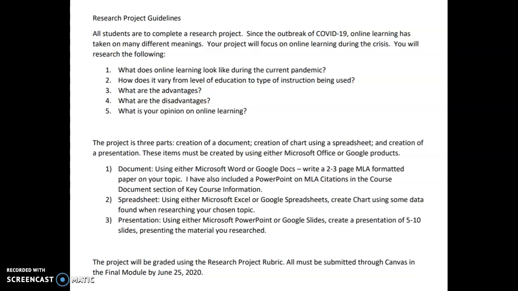The project has 3 parts that are required. You need the creation of a document. You can use either Google Docs or Microsoft Word to create your document or your paper, which will address one or more of those questions being asked. In the document, again, you're going to write a 2 to 3 page MLA formatted paper on your topic. There's a PowerPoint on MLA citations in the course that is posted in the important course documents, along with where you find these guidelines.